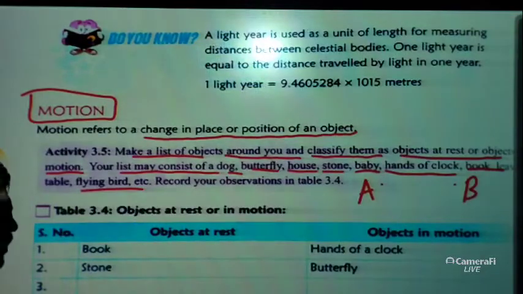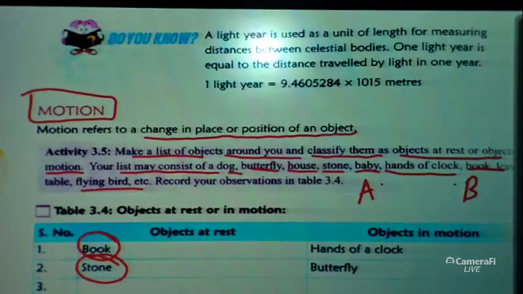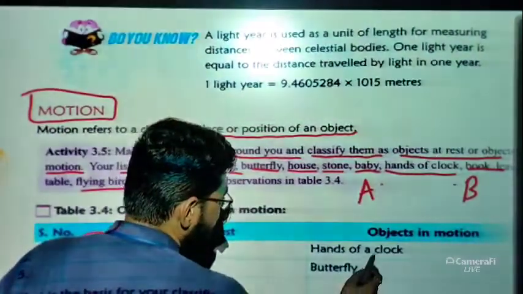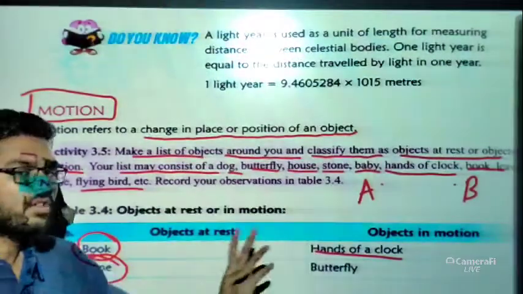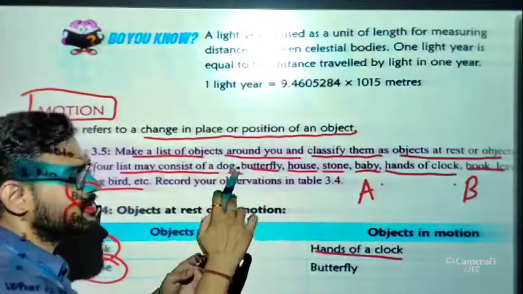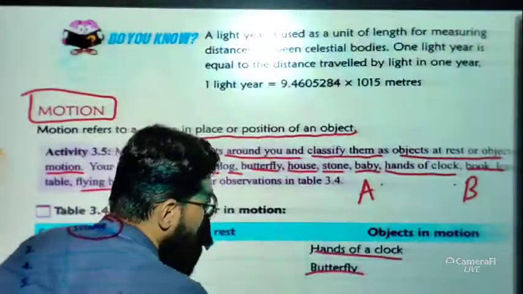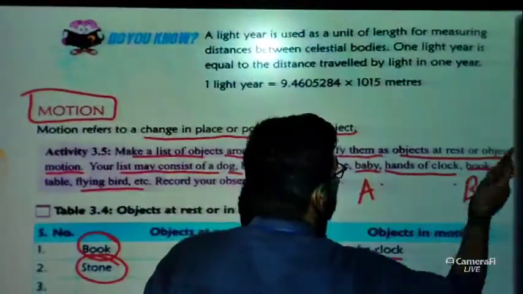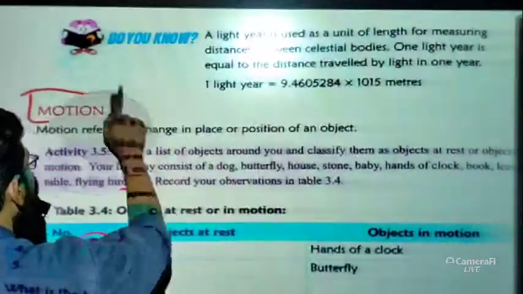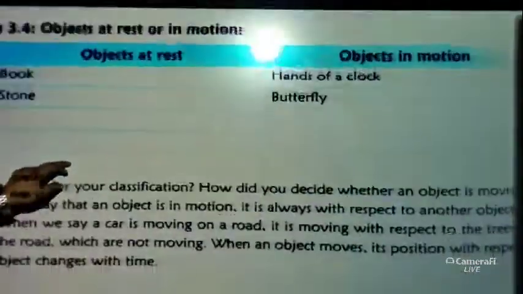You can see here that objects at rest are book, stone, and many other objects. You can say house, and you can say a clock. And objects in motion are the hands of a clock. A clock is an object at rest, but the hands of a clock are not at rest because they are moving. It is ticking like this. So for the hands of a clock you can write here, objects in motion. You can see butterfly is also there, objects in motion. So let me rub this out. I hope the table is very simple. You can do it by yourself.